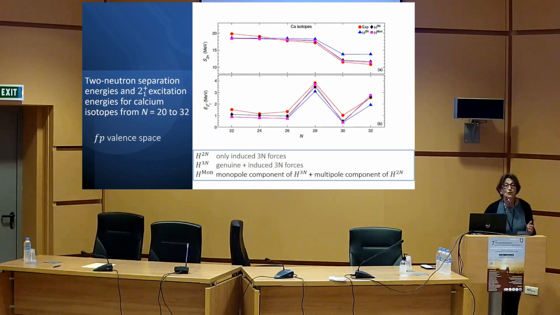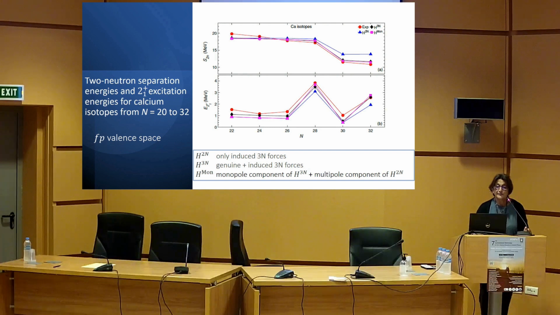Here are some results. We have calculated all nuclei of the fp-shell, but here I report only those for calcium and nickel isotopes. Here are the two-neutron separation energies, and here the excitation energy of the first 2+ states.